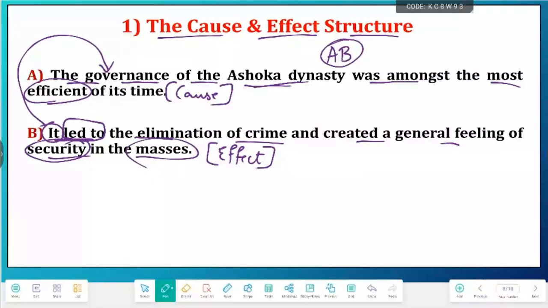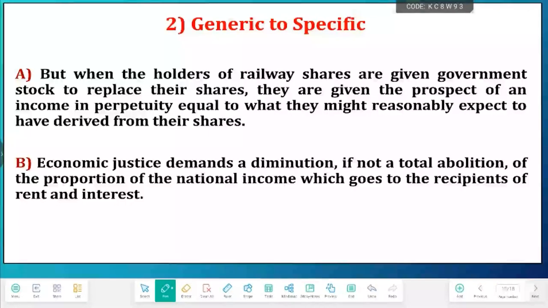Now let's move ahead with the next structure. That is nothing but generic to specific. Now what is generic to specific? Generic to specific means a statement which is generic in nature. Now what is a generic statement? For example, if I say, the banking system in India is robust. The banking system in India is very strong, and that has helped India to not bear the shocks of any global crisis. What did I say? That the banking system in India is robust, and that has made us not bear the shocks of the international crisis. Now this is a very generic statement, that the banking system is robust in India.